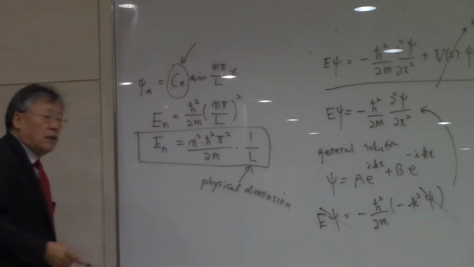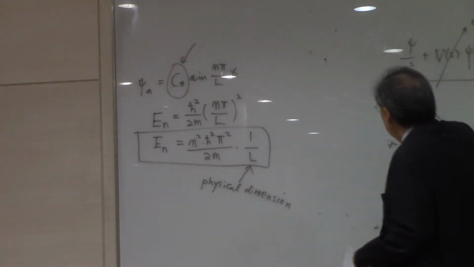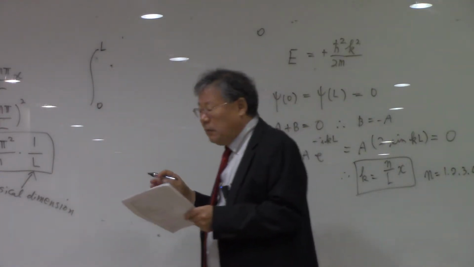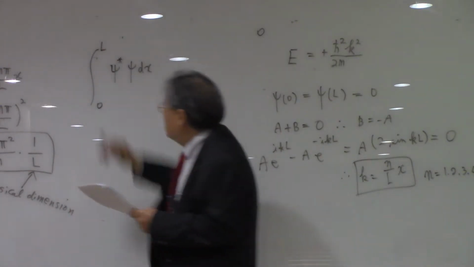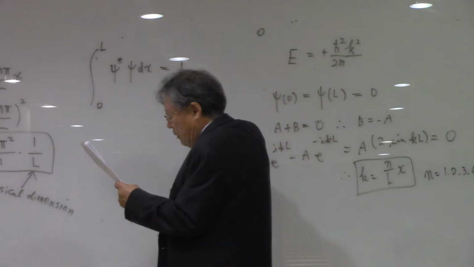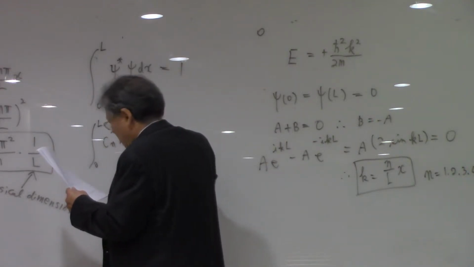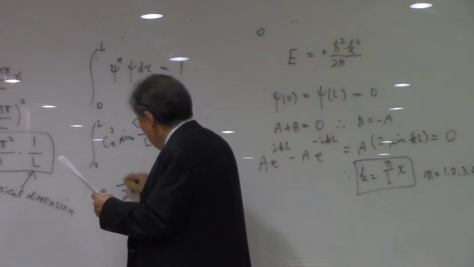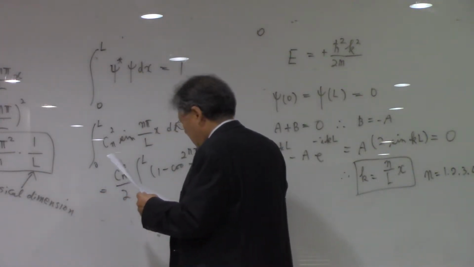In order to get this C constant, we have to set the normalization of the functions. Then we can set this Cn value. Like if you integrate from x equal to 0 to L, as far as the electron is confined in a box, then the probability of finding a particle inside this box should be 1, right? So Cn square sine square n pi x over L dx, that is going to be 1, and then that is Cn square over 2 times 1 minus cosine 2n pi x over L dx.